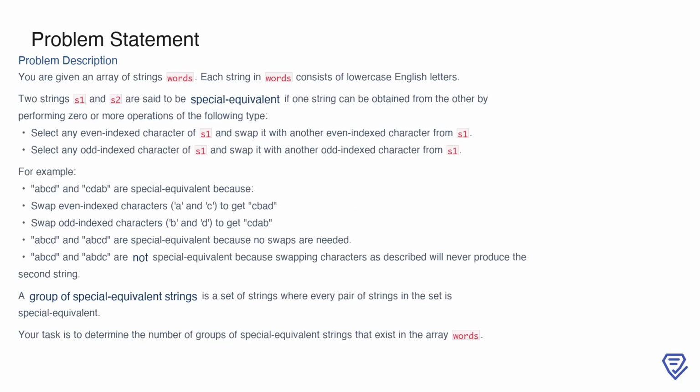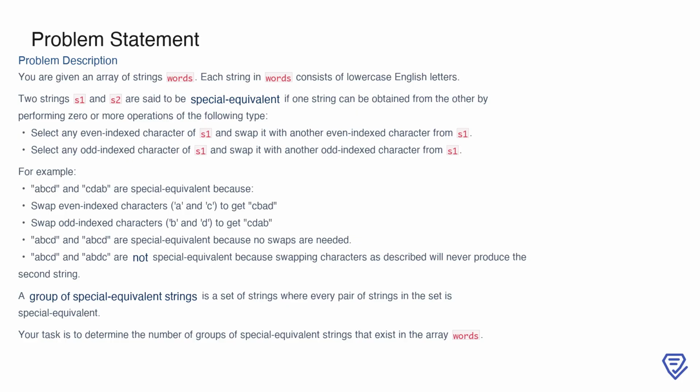In this problem, we are given an array of strings called words, where each string consists only of lowercase English letters. Our task is to group these strings based on a specific condition known as being special equivalent. Two strings are considered special equivalent if one can be transformed into the other by performing a series of swaps. These swaps are constrained to either even-indexed characters or odd-indexed characters.